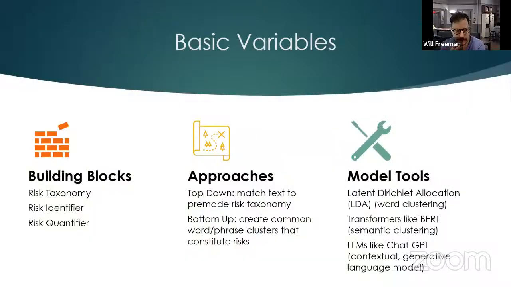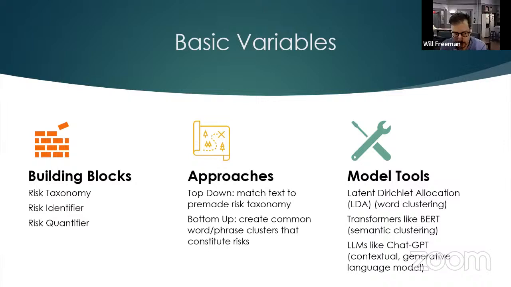So there were a couple of basic variables to consider when doing this or any topic modeling task. The idea of a taxonomy to start with: what risks are there out there? Do I want to build that myself, not have one at all, let the model do it? And then I needed some sort of model to identify risks, and some sort of model to quantify the risks. And there are different ways to go about this.